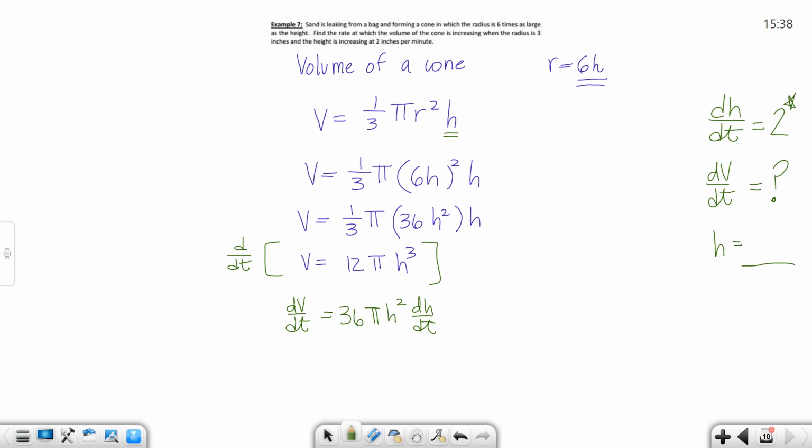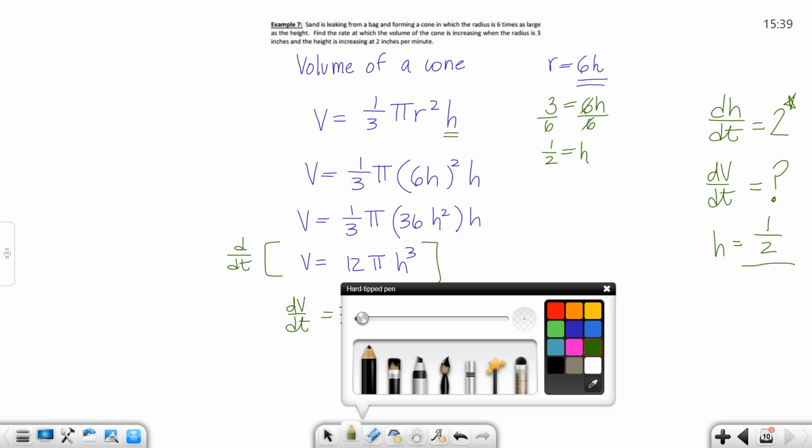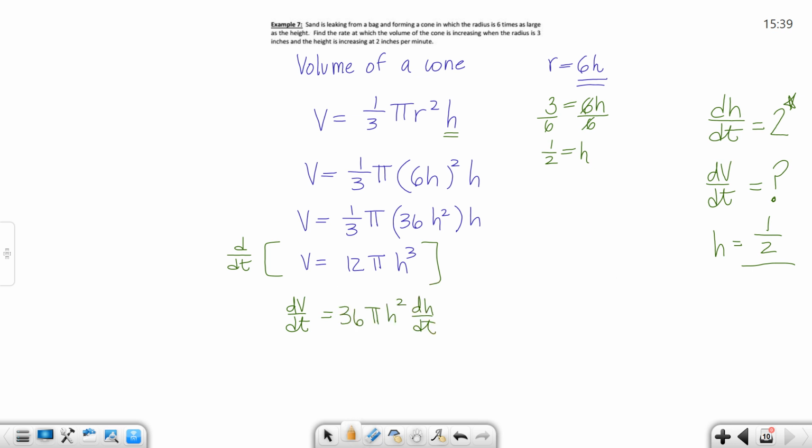Doesn't tell me what the h is. So let's go back up to the top. It tells me that the radius is 3. So let's plug that in here. If the radius is 3, and that equals 6 times the height, then we could divide both sides by 6, and 1/2 would equal the height. So we knew the radius, but we didn't know the height. So I just plugged that into my radius formula that I used earlier, and that's how I got the height.